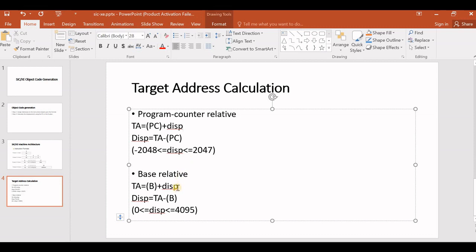Instead, you have to calculate the displacement using the base value, which will be mentioned in the program itself. In case even here, if the displacement value goes beyond +4095 or below 0, then that instruction is not said to be in base relative addressing mode, and such kind of instruction will be marked as an erroneous instruction.